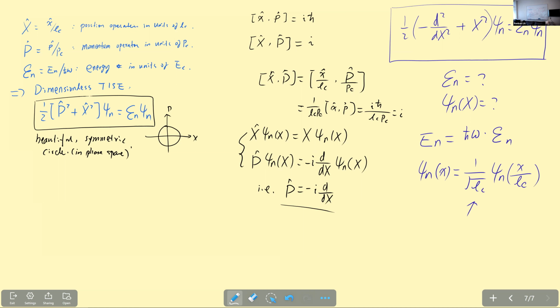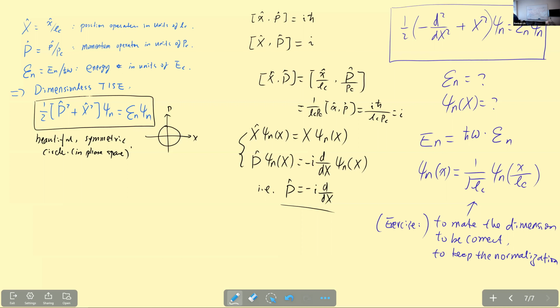So this one is to make the dimension correct, and also to keep the normalization. So this one is the x-axis. You can check. Without this 1 over square root of LC, you will not be able to make this wave function normalized, if the original is normalized, and also you will not have the correct dimension for the wave function, okay.